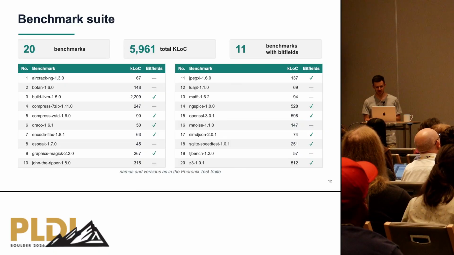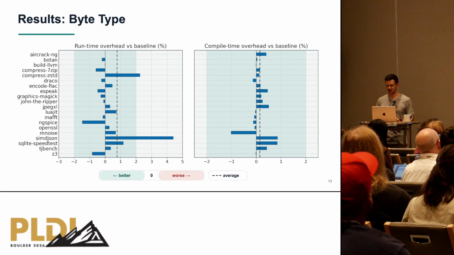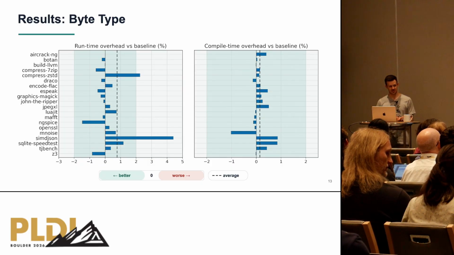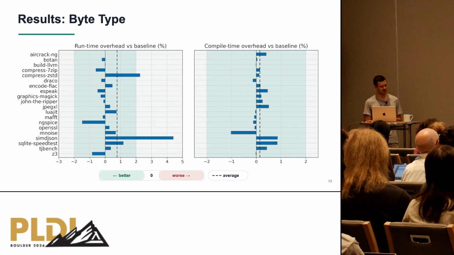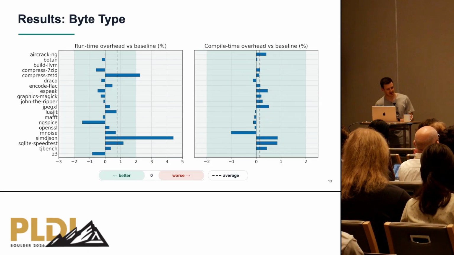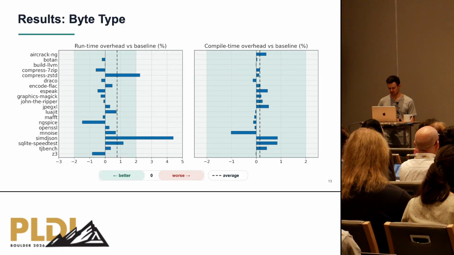We also evaluated our benchmark across 20 applications from the Phoronix test suite, as you can see here. So here you can see 2 plots. On the left, we have the runtime performance, and on the right, the compile time performance. So notice that negative values here are better, and the average value is indicated by the dashed line. So with our new optimizations implemented on top of the byte type, the worst slowdown we have in runtime is around 4% in SIMD-Johnson, and the average is about 0.8%. Compile time stays relatively unchanged with an average regression of 0.2%.